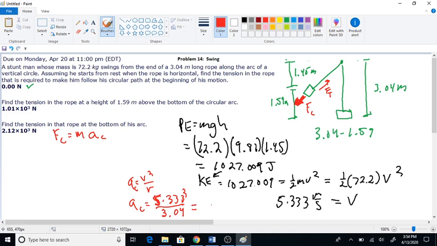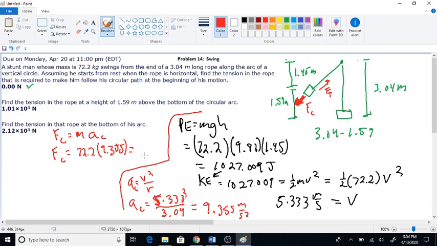And that gets us 9.355 meters per second squared. It's an acceleration. Okay, now we can fill in to find this Fc. Its mass, 72.2 times 9.355, which equals 675.47 newtons. You're like, hey, yeah, I'll put that in the answer.